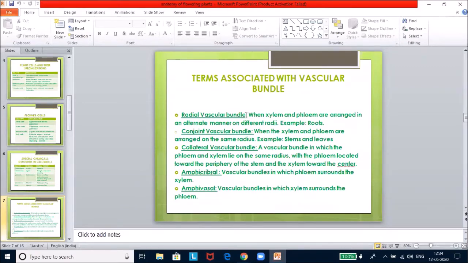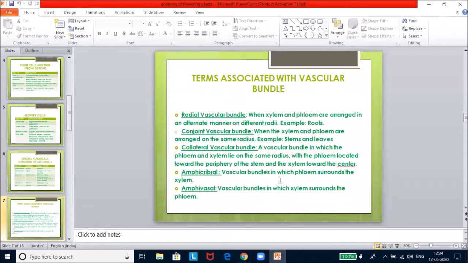So either they might give you this radial vascular bundle and give you the choices to identify the correct choice, or they may give the definition and ask you to identify which term suits it. Now, conjoint vascular bundle: when the xylem and phloem are arranged on the same radius, example stems and leaves. Collateral vascular bundle: a vascular bundle in which phloem and xylem lie on the same radius, with the phloem located towards the periphery of the stem and xylem towards the center.